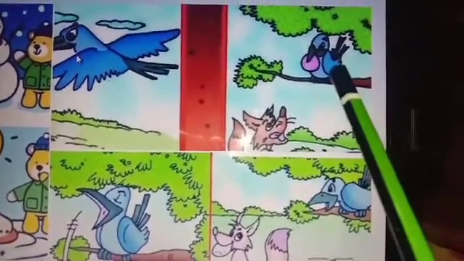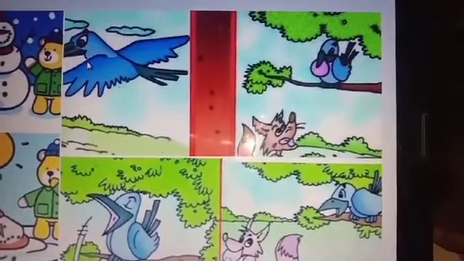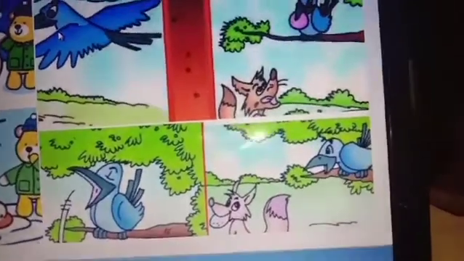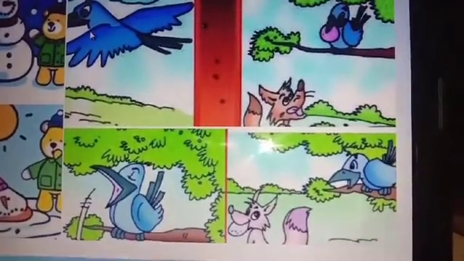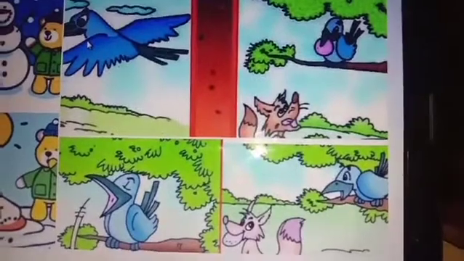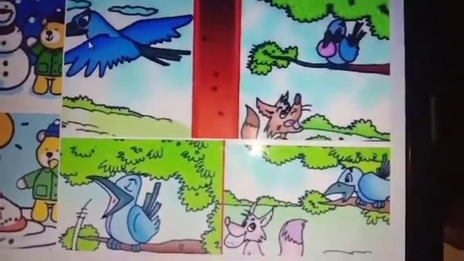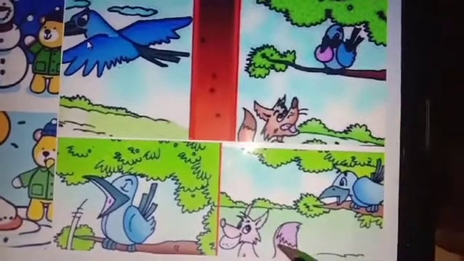Now the hungry fox wanted to eat that crow's chapati. So it thought of an idea. It told that crow, your voice is very sweet. Please sing a song for me. And then the foolish crow opened its mouth to sing the song. And the crow's chapati fell down and the fox took it and went.